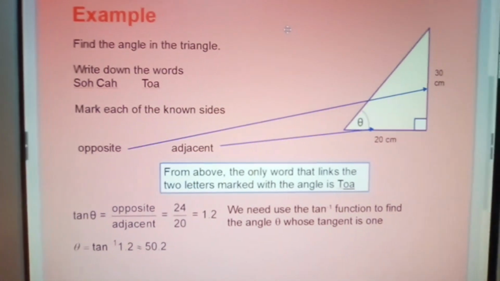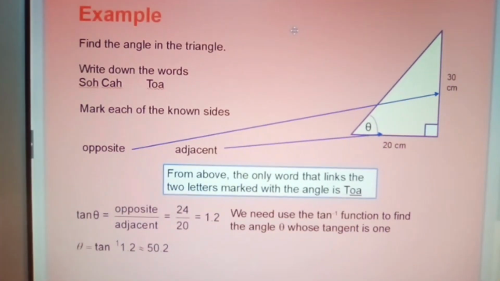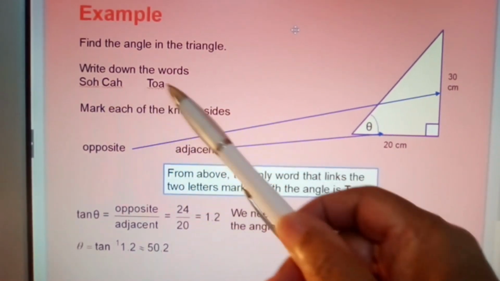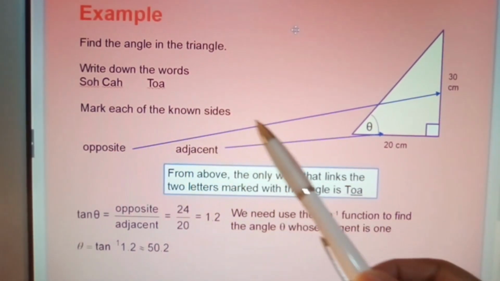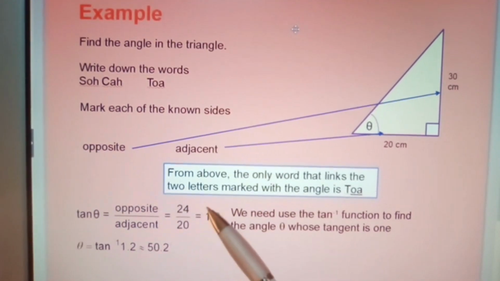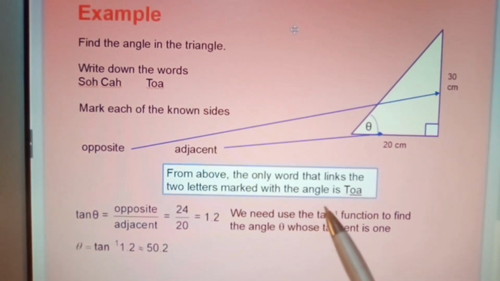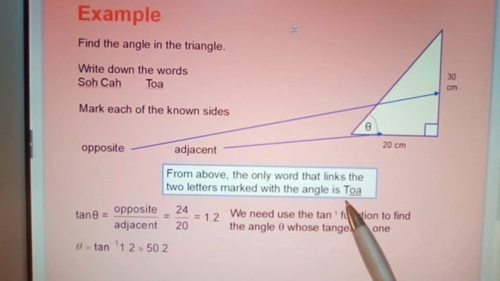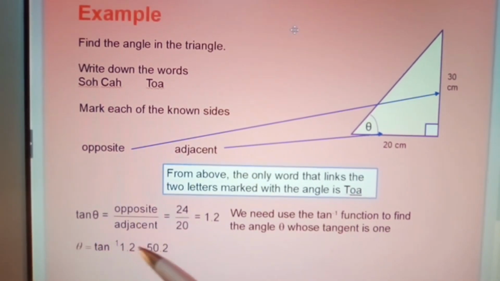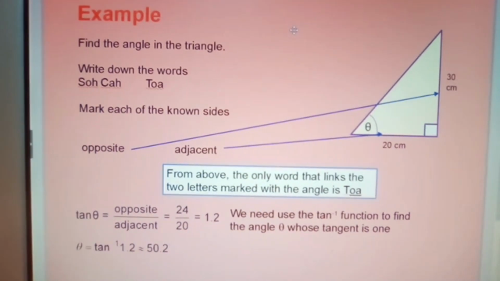Okay, let's look at an example. Find the angle in the triangle. Write down the word SOHCAHTOA and mark each of the known sides. You have one side known, two sides known. From above, the only word that links the two letters marked with the angle is TOA. Tangent equals opposite over adjacent equals 24 over 20.